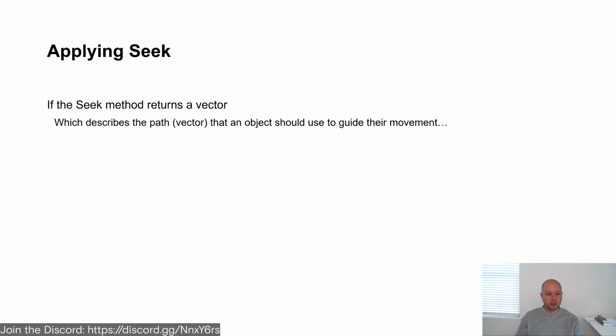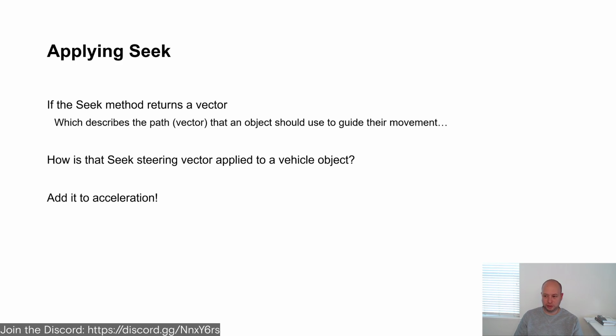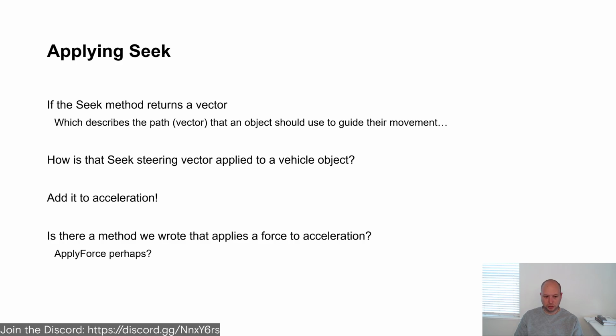And so if the seek method returns a vector, then what we have, the path which describes that vector, will guide the movement of the object. To apply that seek vector, as we mentioned, it's by way of a force or a velocity, or we just add it to the acceleration like we were doing in the demo earlier. So if we have a function like apply force, like we did in the previous example in the forces unit, we would do it there. I didn't do that in the demo in this lecture, but it should be a project for you guys to do yourself in the exercises and assignments.